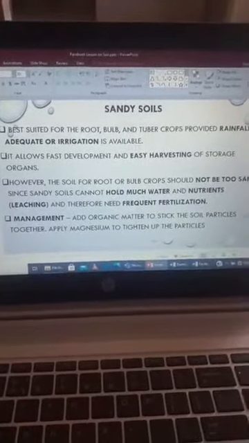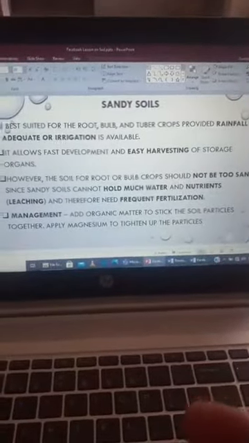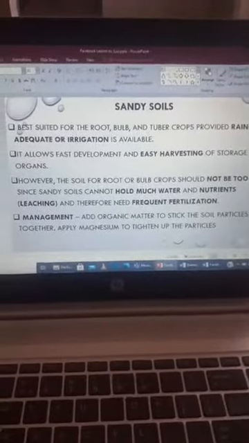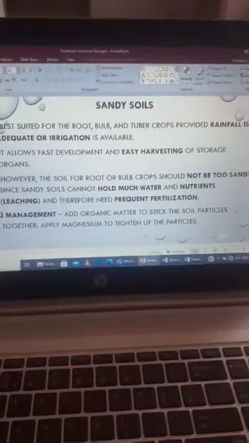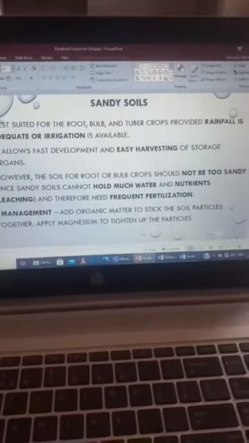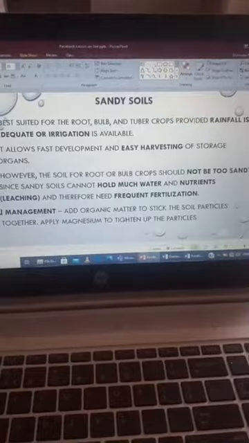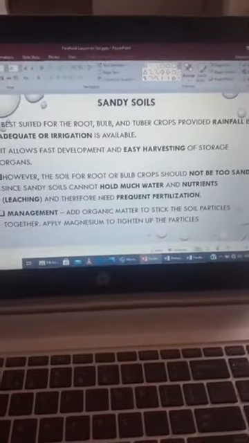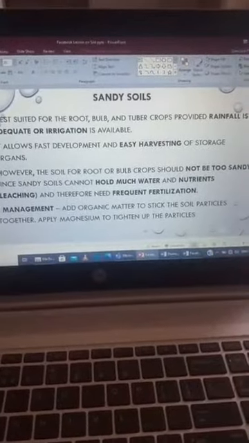Again, umquba can help just to bind. Now we are not dispersing ama soil particles, but we want to bind them together. So umquba can help. And also apply magnesium to tighten up your soil particles. Like magnesium, it can be your dolomitic lime, though it contains calcium, the magnesium, dolomitic lime.